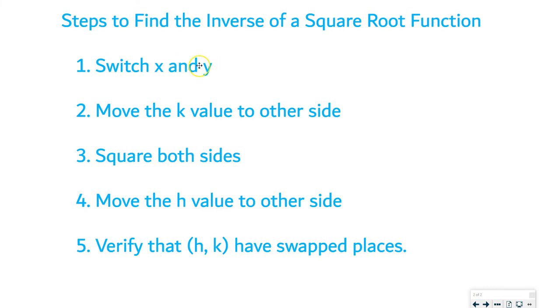Remember, you got to switch your x and y, and you're going to just solve all over again. You're going to move the k value to the other side. Then you're going to square both sides. That's when you put both sides of the equal sign in parentheses and raise it to the power of 2. After you do that, that's going to knock out the square root symbol. And then all you have to do is move the old h value over. And remember, you always have a self-check because you can verify that the vertex, the h and k, have swapped places. So pause and check your work.